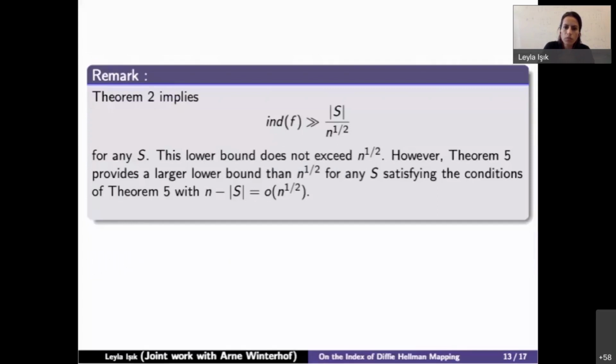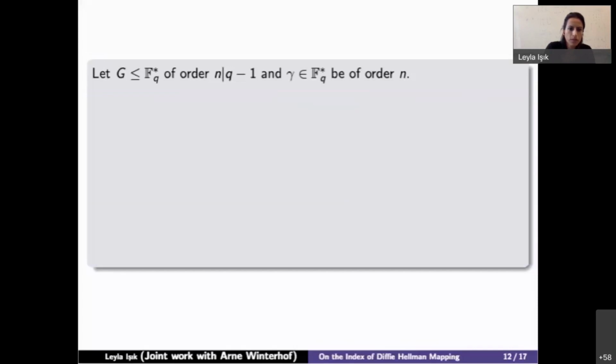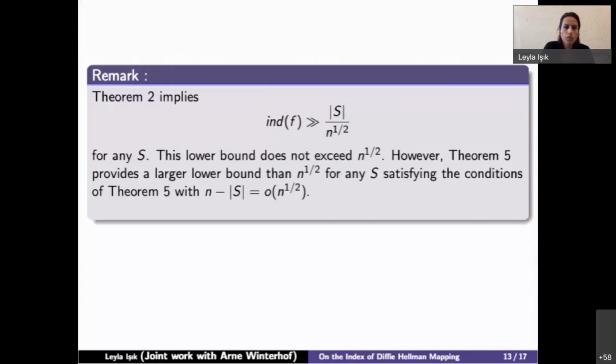Theorem 2 implies that the index of F is much greater than the cardinality of S divided by the square root of n for any S. You see that this lower bound does not exceed the square root of n. However, theorem 5 provides a larger bound, better than the square root of n, for any S satisfying the condition stated in theorem 5. So it gives a larger bound if we have this condition.